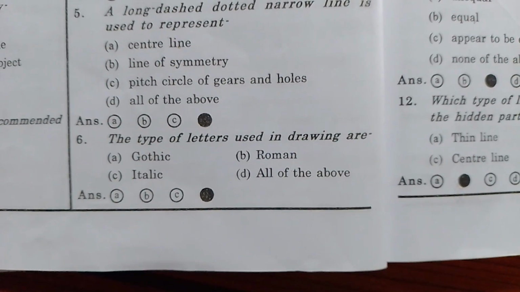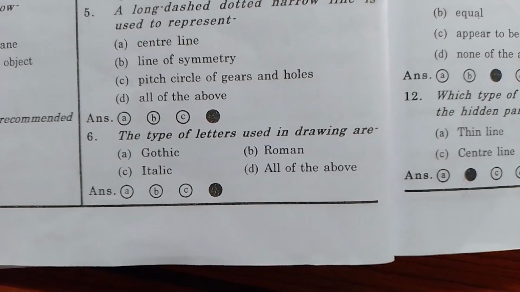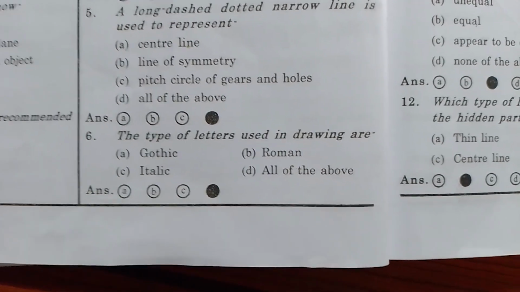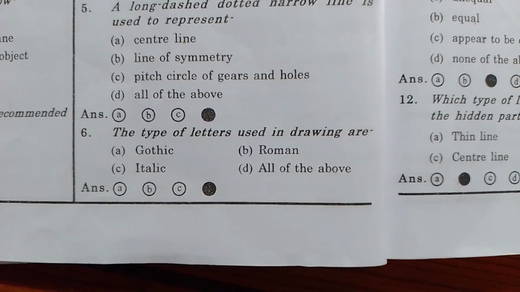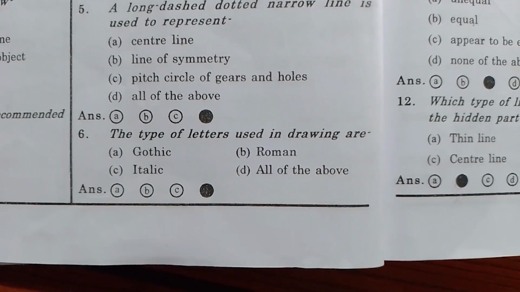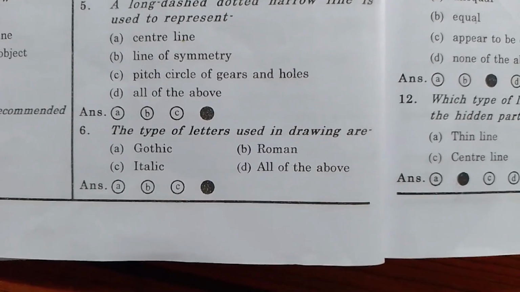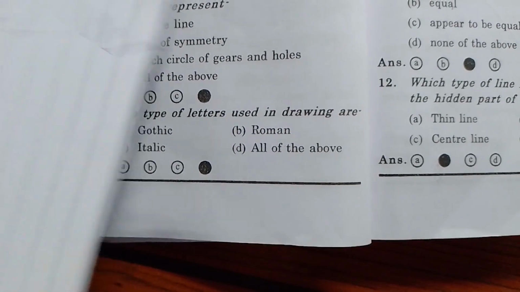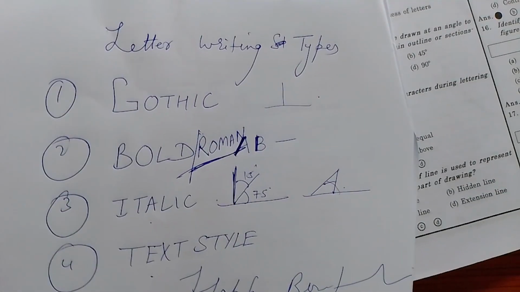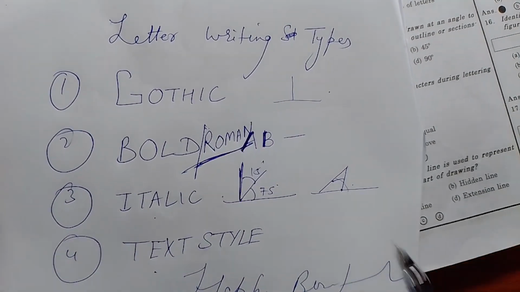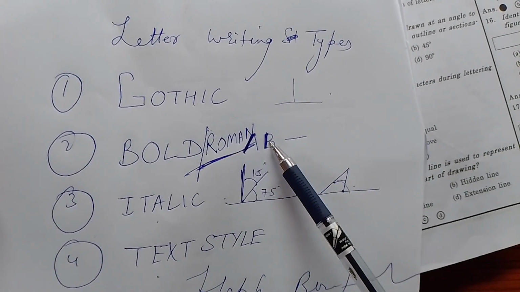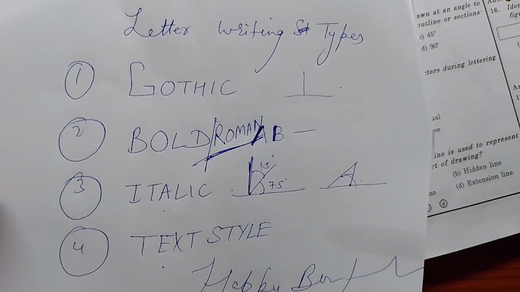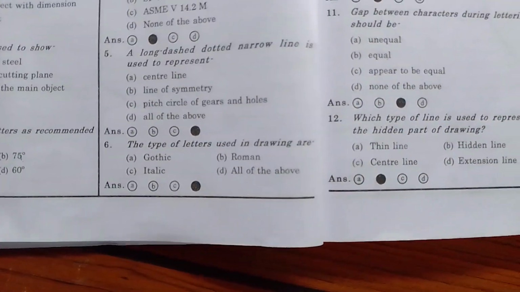Question number 6. The type of letters used in drawing are: option A, Gothic style; option B, Roman; option C, Italic; option D, all of the above. These are all the types of letter writing we have already discussed: the Gothic style, the bold or Roman, where one side of the letter is bold, Italic and textile. So option D, all of the above, is the correct option.